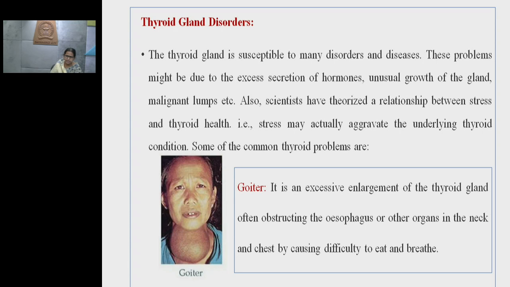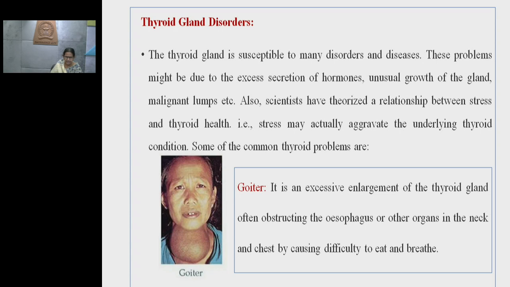The thyroid gland is susceptible to many disorders and diseases. These problems might be due to the excess secretion of hormones, unusual growth of the gland, malignant lumps, etc. Stress may also aggravate the underlying thyroid conditions. Some of the common thyroid problems are, for example, goiter.